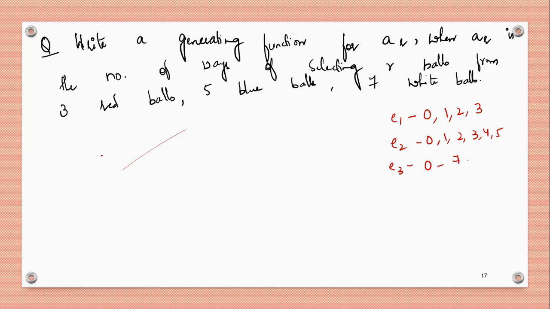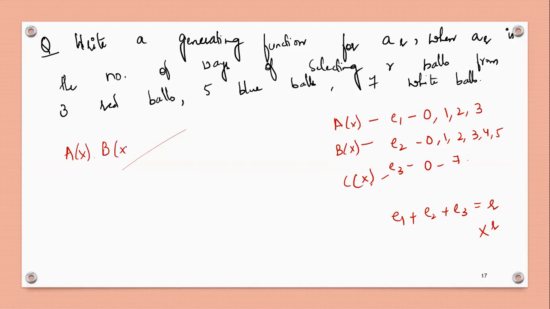So what is the coefficient? Let's take that directly. Instead of E1 I'll take A of x, B of x and C of x. What is the question? It is being asked that E1 plus E2 plus E3 is equal to R. Find the coefficient of x power R, which will be AR. So now we will write it as A of x into B of x into C of x.